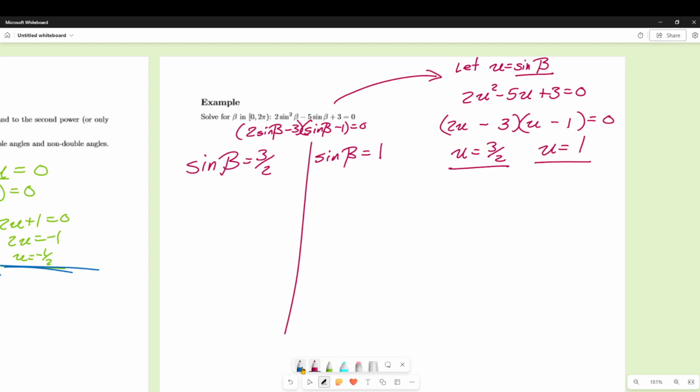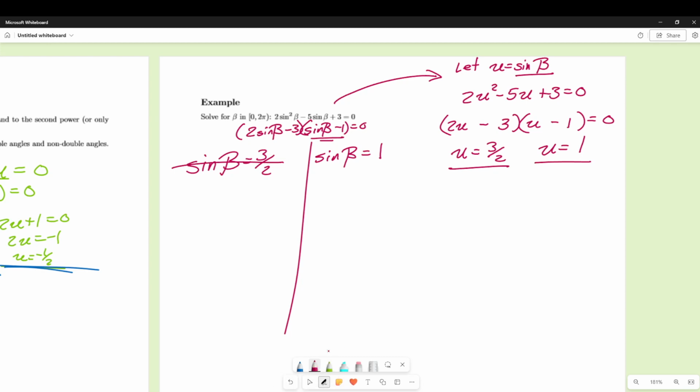Now, the nice thing here, that sine beta equal to 3/2, ideally you look at that and go, nope, not going to happen. Because the sine has to be between -1 and +1, and 3/2 is bigger than 1. So that can't happen, so it's not going to generate any solutions. So the only solutions are going to come from this factor.